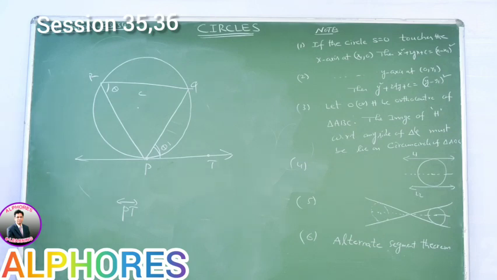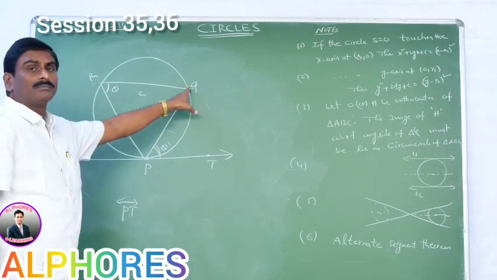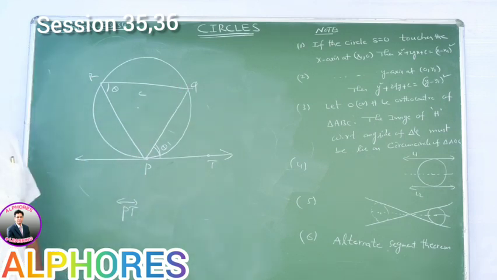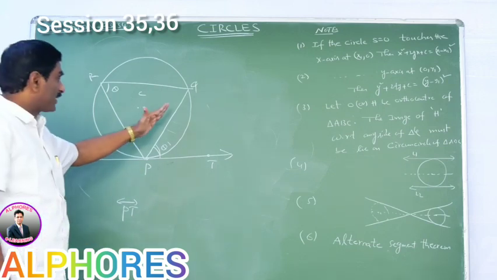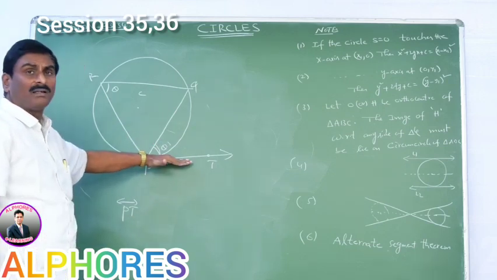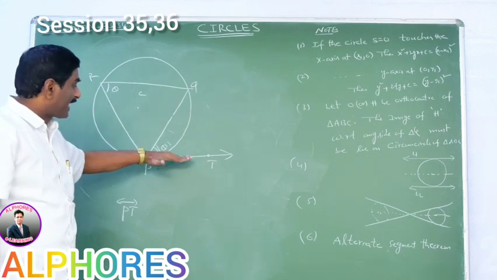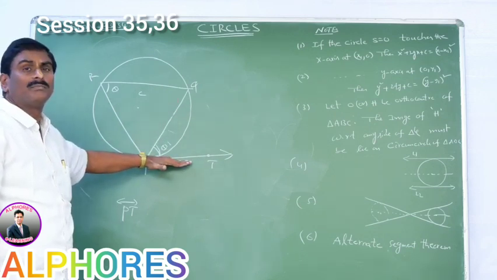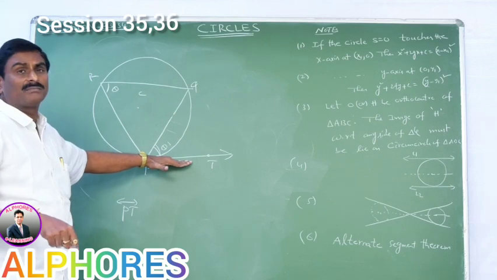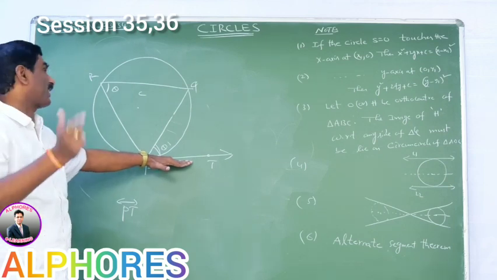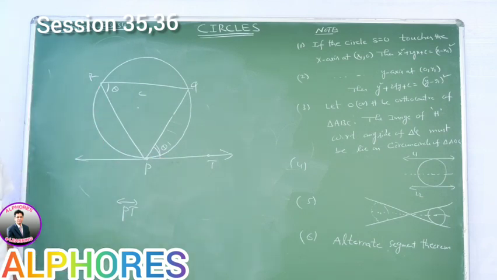Let PT be the line. It touches the circle at P. And PQ be the chord through P to the circle. Then the angle between the chord and tangent is equal to the angle in the corresponding alternate segment of the same circle.